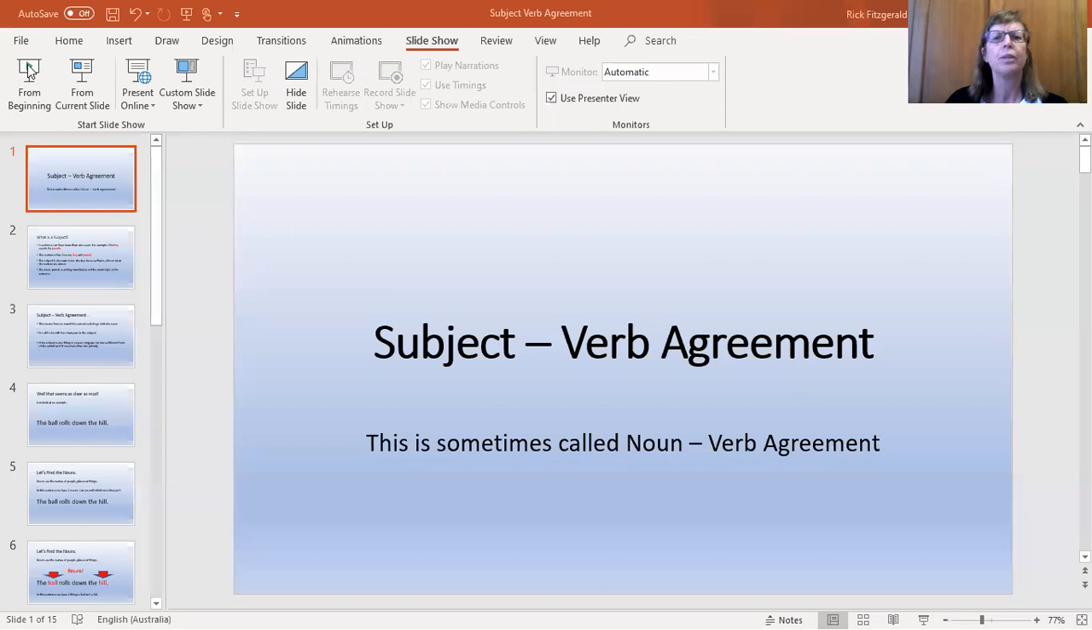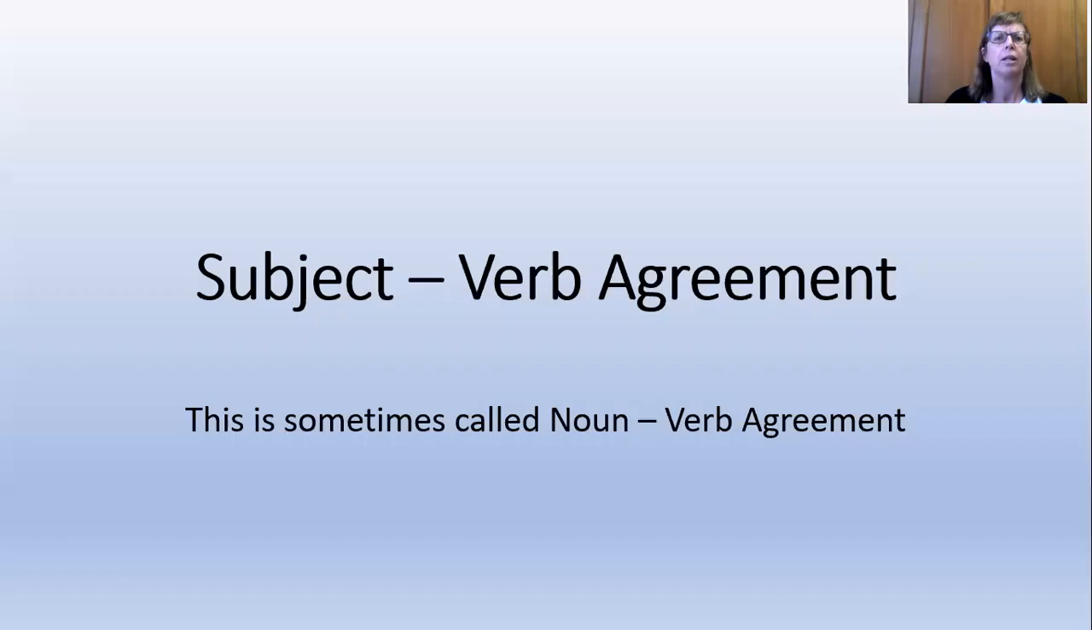Hi, today we're going to look at another part of grammar which helps us write cohesive texts, and this time it's called subject-verb agreement. I'm just going to share the PowerPoint. Okay, so subject-verb agreement, sometimes called noun-verb agreement.